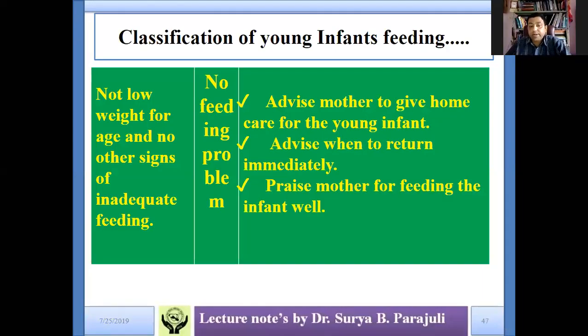No low weight for age, no other signs of inadequate feeding. That means no feeding problems. Only some positioning problems or other process issues. You need to teach them. It will be corrected automatically in the future. Then advise mother to give home care of their young infants. Advise when to return immediately and praise mother for feeding the infant well. Say good job. You are doing great. You need to praise the mothers for doing good.